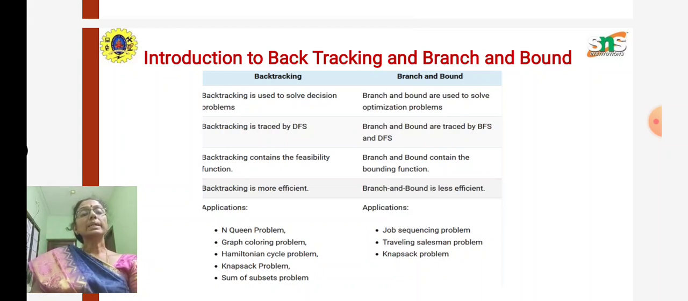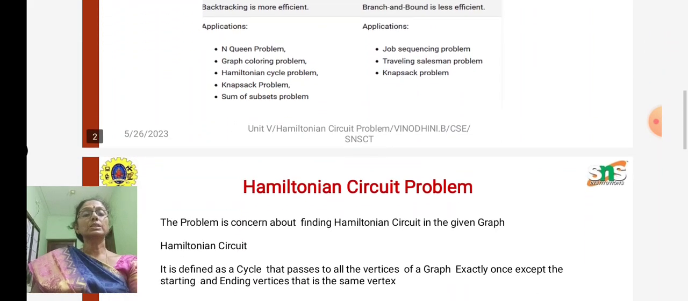Backtracking contains feasibility solutions, whereas branch and bound contains bounding functions. That means in branch and bound we find the upper bound and lower bound of the given problem. Backtracking is more efficient compared with branch and bound. The applications of backtracking are the N-Queens problem, graph coloring, Hamiltonian circuit problem, knapsack problem, and some subset problems. The applications of branch and bound are job sequencing, traveling salesman, and knapsack problems. This is the introduction to backtracking and branch and bound.